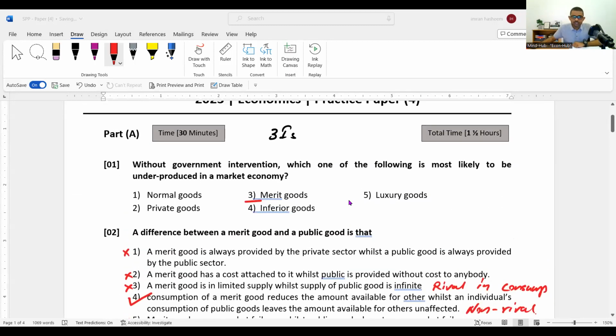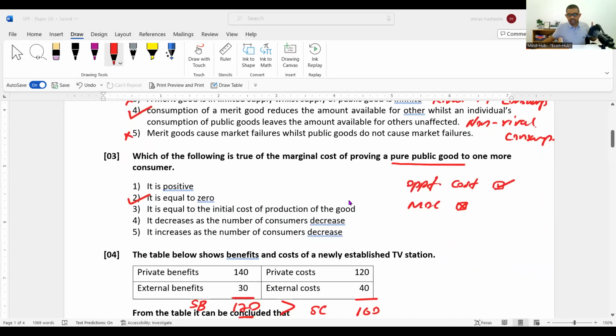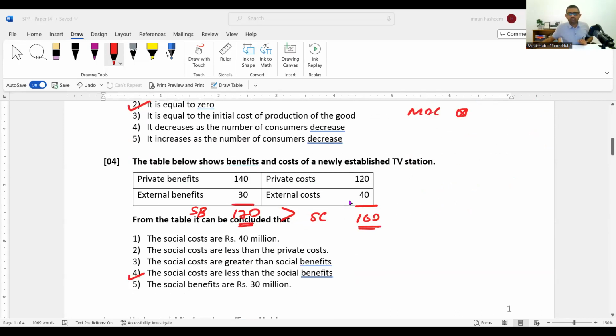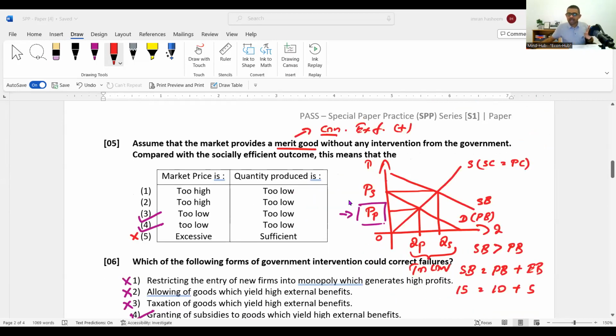Okay. Question 1, correct answer is number 3. Question 2, correct answer is number 4. Question 3, correct answer we established was number 2. Question 4, correct answer was number 4. Question 5, it's either 3 or 4 due to the blunder done by me.